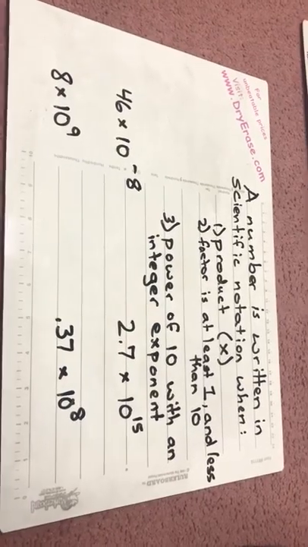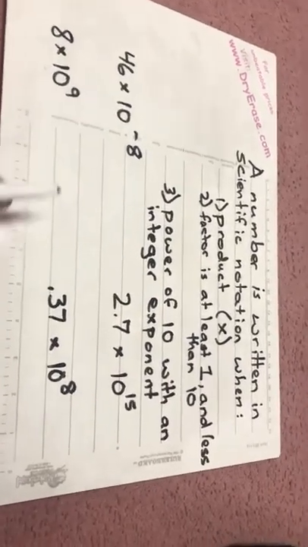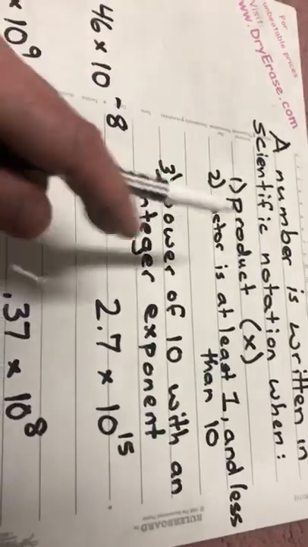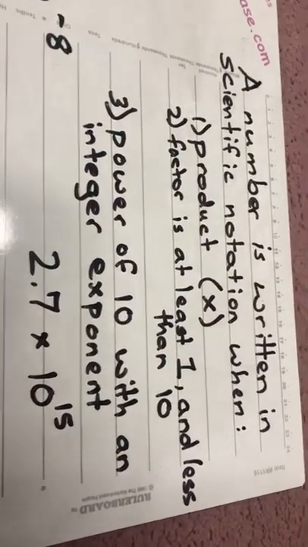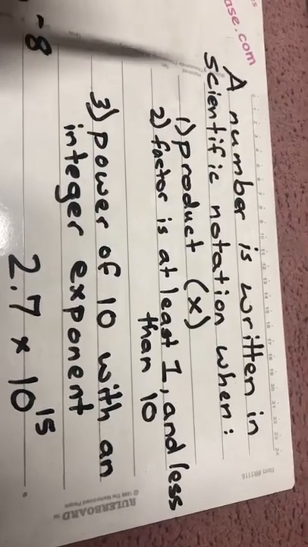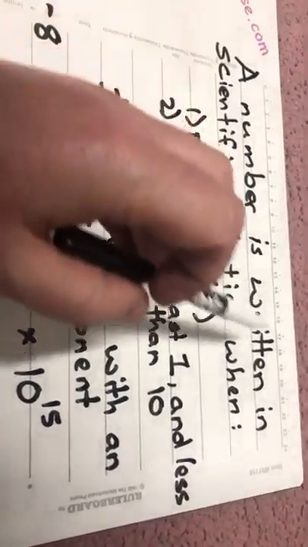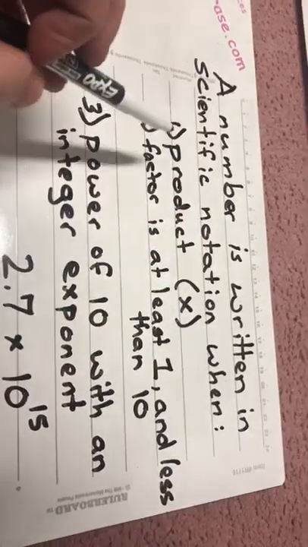Getting into scientific notation. A number is written in scientific notation when three things. I'm going to ask you to pause and write this down. A number is written in scientific notation when, and there's three things.